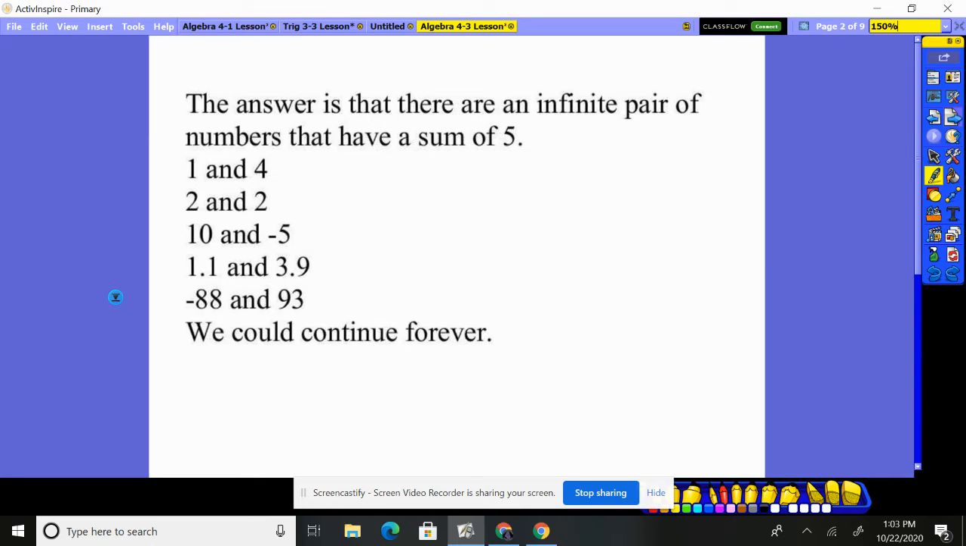of 5. I mean, 1 and 4 add together to be 5. 2 and 2, 10 and negative 5. 1.1 plus 3.9 gives you that. Negative 88 and 93. We could continue forever. There's an infinite number of numbers that add up to 5.